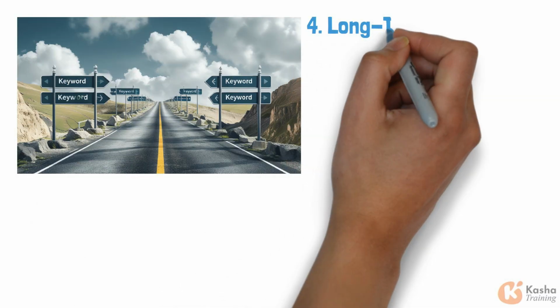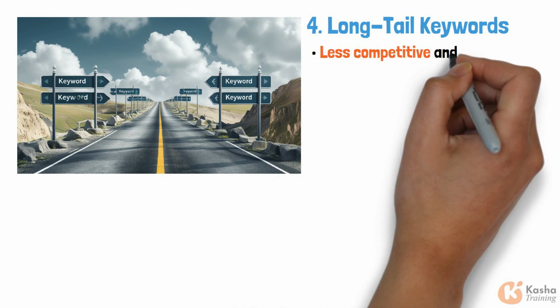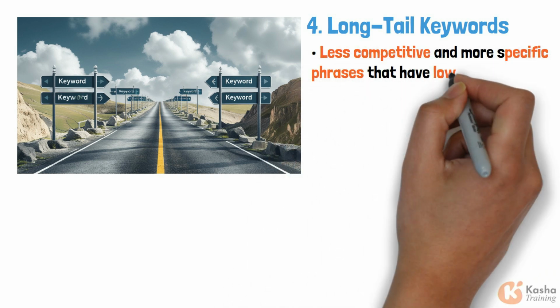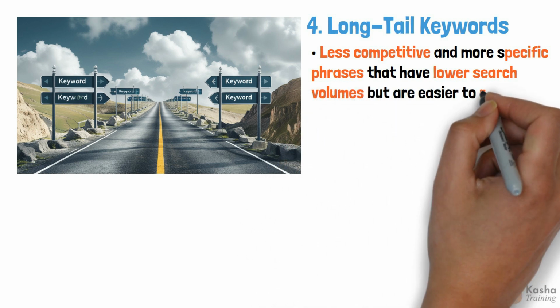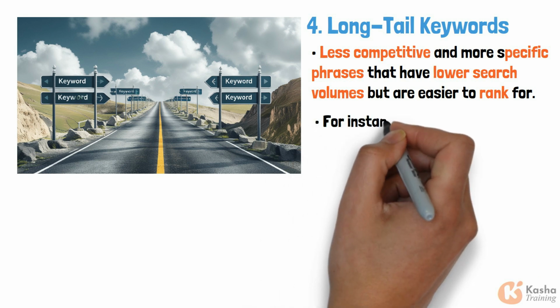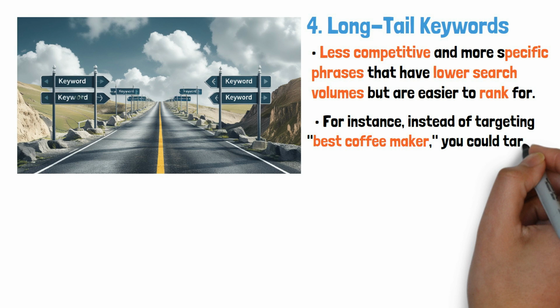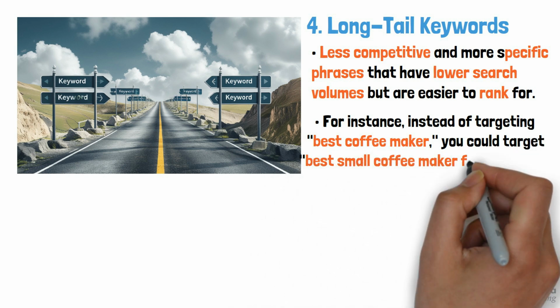4. Long-tail keywords. Long-tail keywords are less competitive and more specific phrases that have lower search volumes but are easier to rank for. They often have higher conversion rates because they match more specific user intent. For instance, instead of targeting best coffee maker, you could target best small coffee maker for home use.